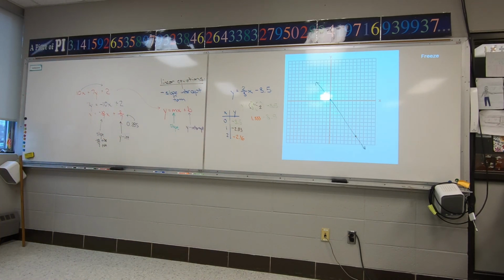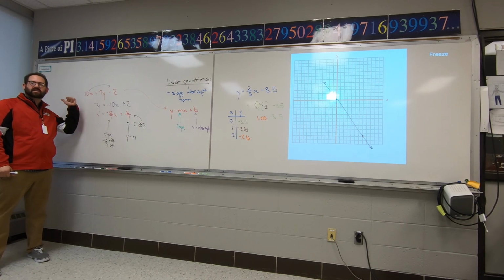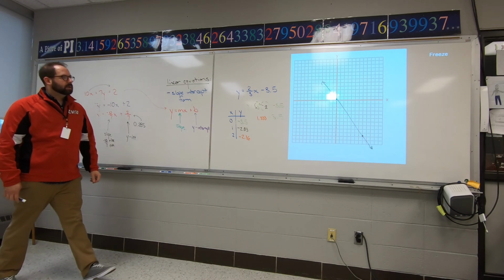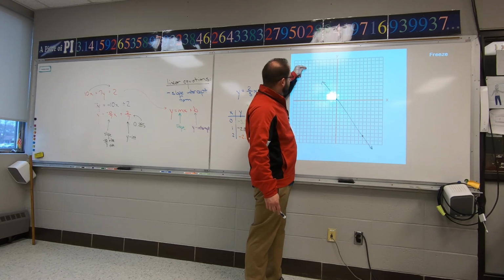Maybe you ran out of space and you couldn't go that direction. Fine, then I just do the exact opposite. I would rise 10 and go back 7 in the other direction. So from here, rise 10, run back 7, and sure enough, you'd hit that same line just over here.